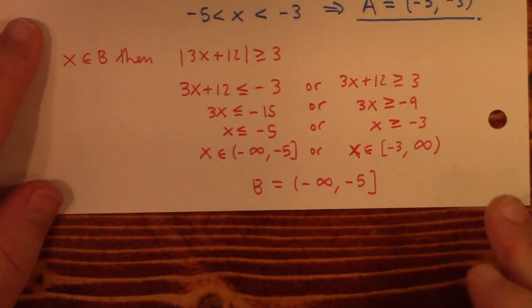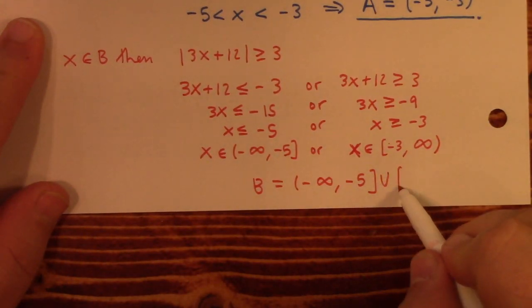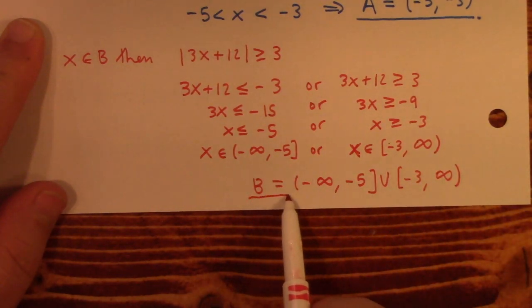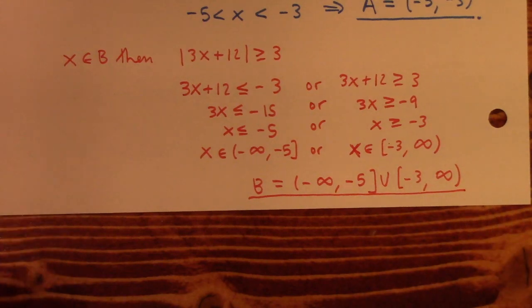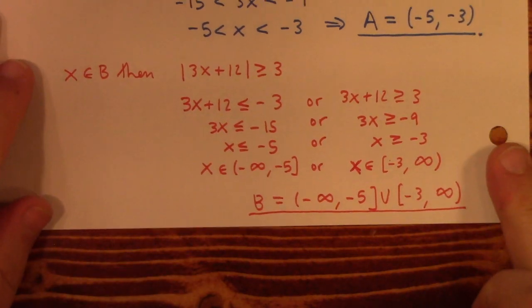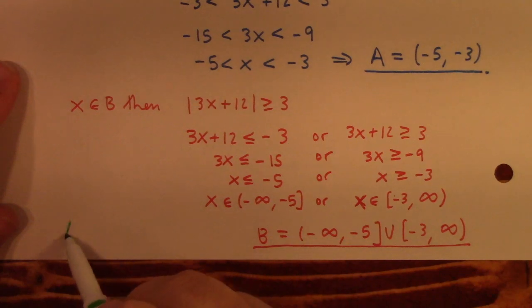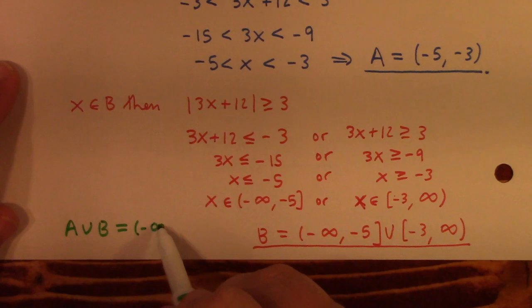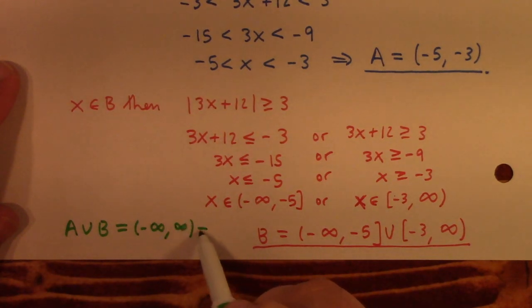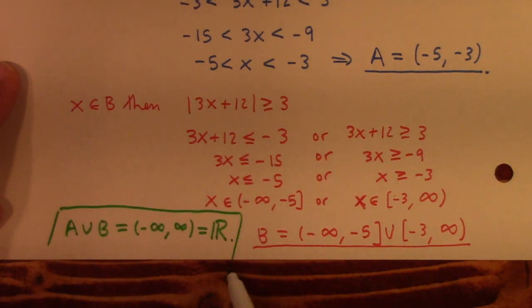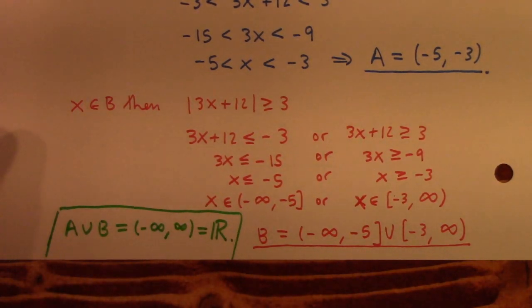sorry, I'm out of frame, union with minus 3 to infinity. And by the way, if you look at it, not surprisingly, what happens if you union that and that? A union B is, in fact, everything: minus infinity to infinity, or as we like to denote it, simply the real numbers. I'm not sure my in-class example asked for that, but I thought it'd be nice to mention.